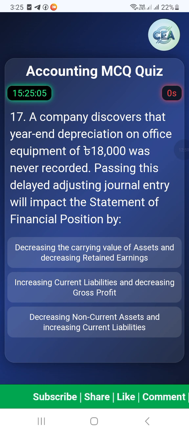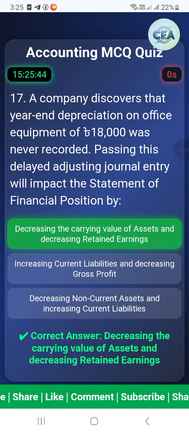17. A company discovers that year-end depreciation on office equipment of 18,000 takas was never recorded. Passing this delayed adjusting journal entry will impact the statement of financial position by Option 1. Decreasing the carrying value of assets and decreasing retained earnings. Option 2. Increasing current liabilities and decreasing gross profit. Option 3. Decreasing non-current assets and increasing current liabilities. Correct answer is decreasing the carrying value of assets and decreasing retained earnings.